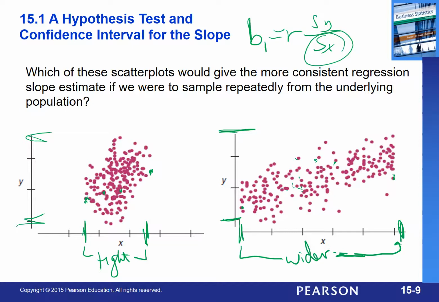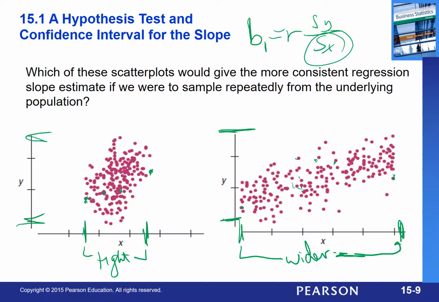But I'm hoping you notice that these are over basically the same y range. So the only thing that's different between these two graphs is the one on the left has a tighter x range than the one on the right. And now you've got to ask yourself, why is this going to matter?